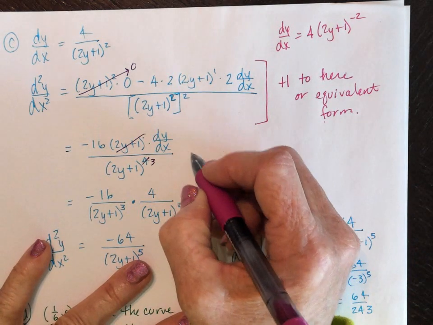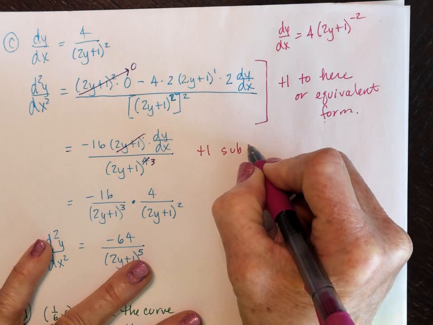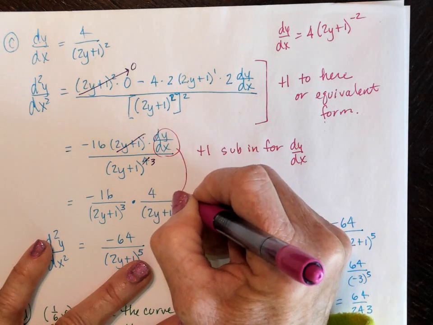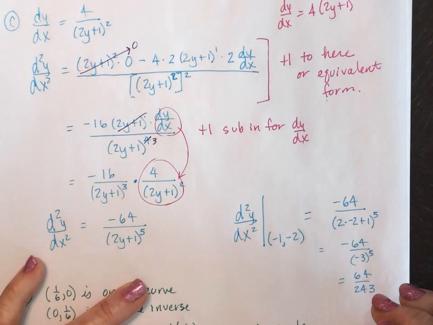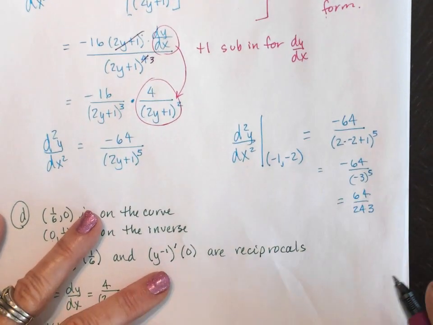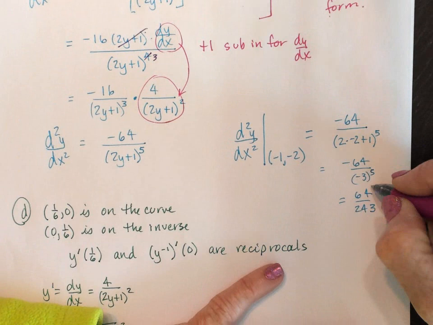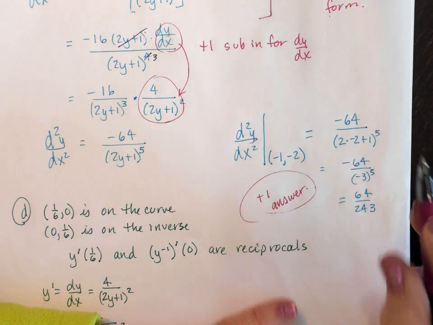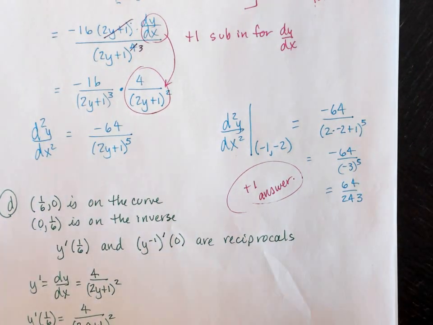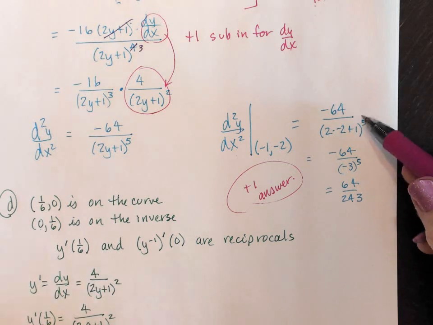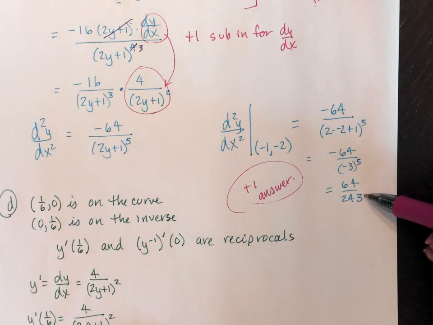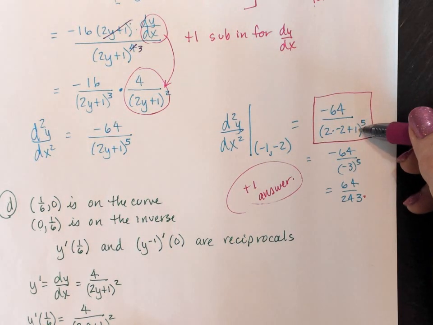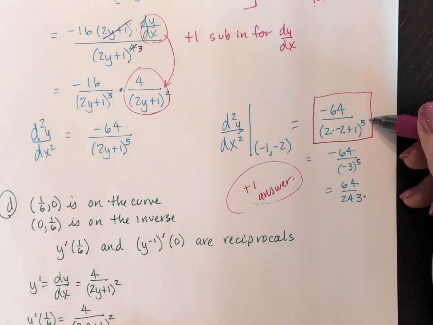And then you get plus 1 to sub in for dy/dx. So replace this with that. 1 point for recognizing that had to be subbed in. And then plus 1 for the answer. Now, this is an important point. You do not have to numerically simplify your answers. Going down through here is perfectly fine, but if you stopped right here and did not simplify that numerical answer, you would still get the plus 1 point.